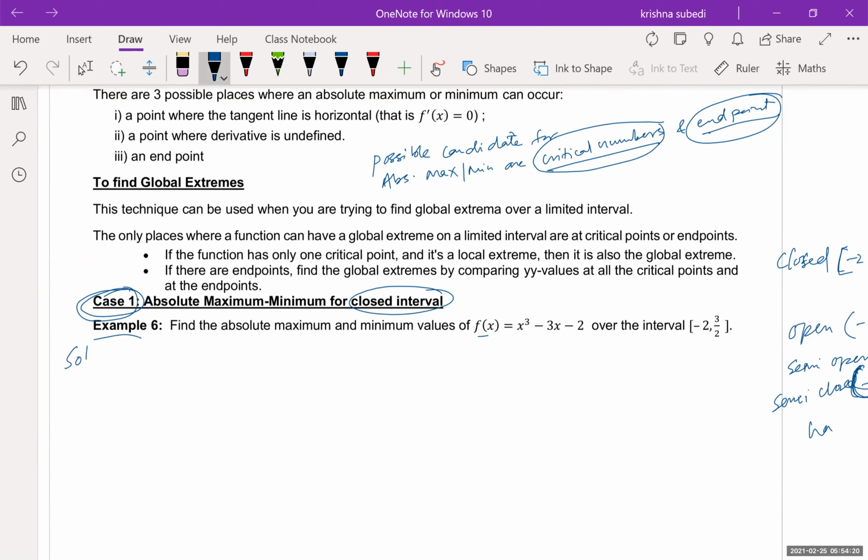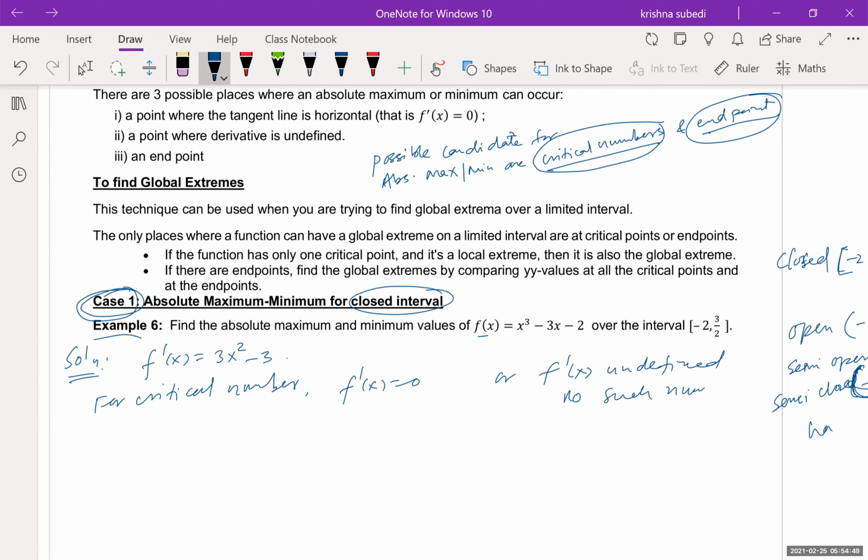And you already know how to find the critical number from our previous class. So first of all, we'll find the derivative, which is 3x squared minus 3. And for critical numbers, we know that f prime of x equals 0 or f prime of x is undefined. There is no such number. Here we get 3x squared minus 3 equals 0, and this gives me x equals plus minus 1. So that's the critical number.